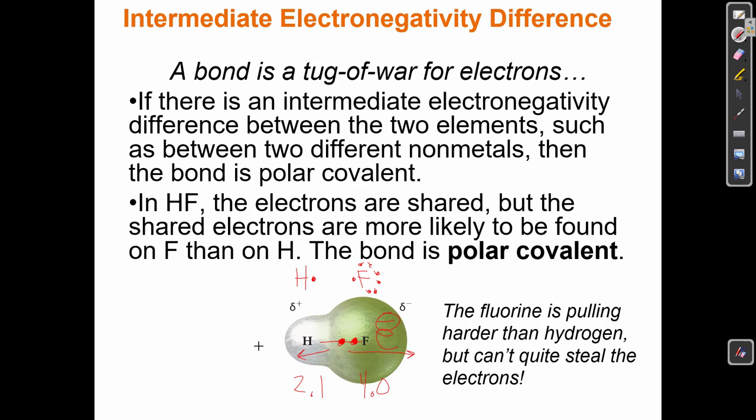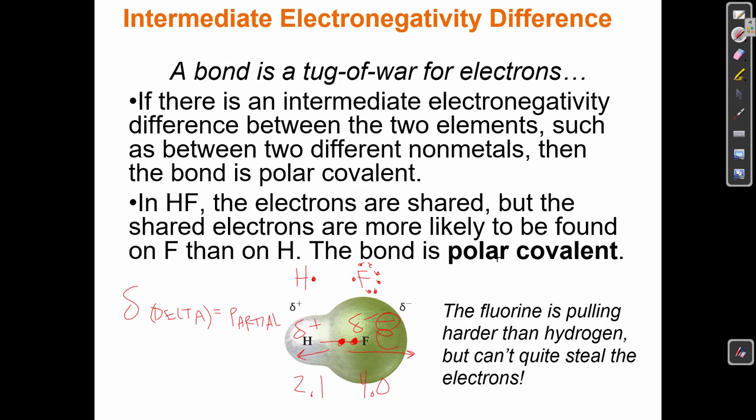Well, if this were sodium, we would call it plus, a full charge, because sodium loses the electron. But hydrogen doesn't lose the electron, so it's not a full plus, it's a partial plus. So this symbol, delta, means partial. The side that's getting its electron stolen, the H, gets a partial plus. And the side that is stealing the electron, the F, gets a partial minus.